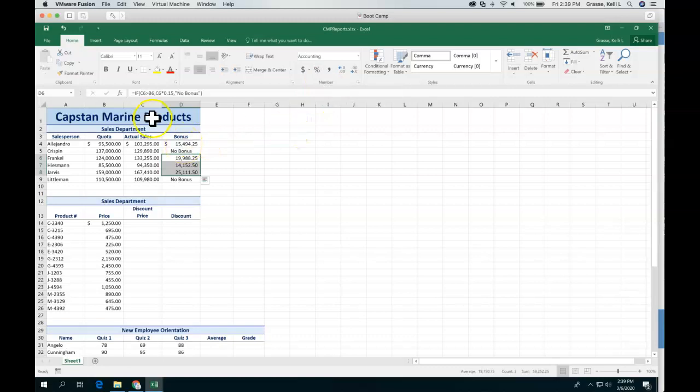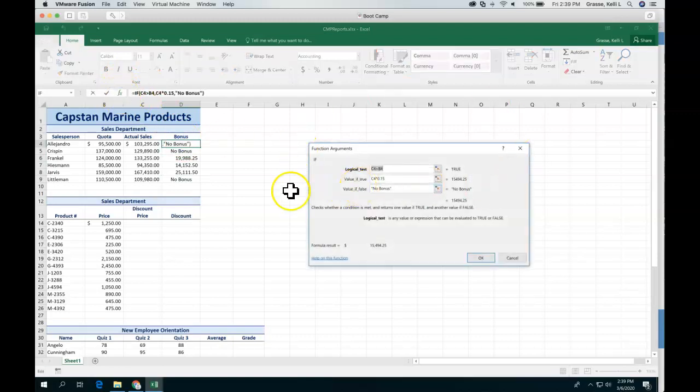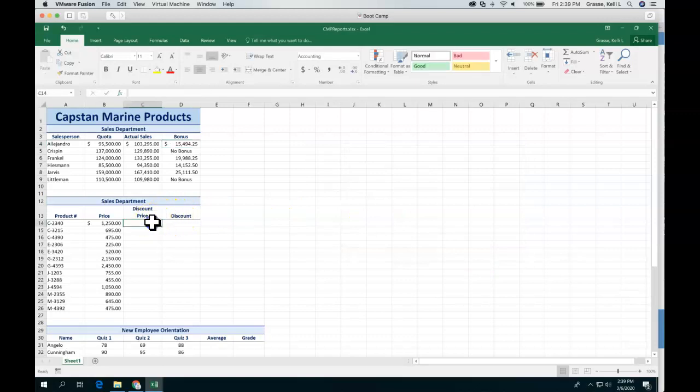If function again, and just like I had mentioned in the PMT function, it's nice to use this function arguments box because it helps kind of talk you through the formula. And what we're doing here again is we're asking a question of the data. If C4 is greater than B4, then if true, do this. If false, do this. And you can use formulas in here or text as I just showed you. So let's look at this next example here. We have the discount price.